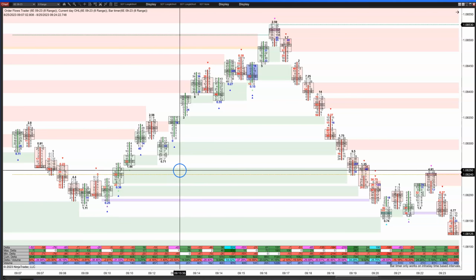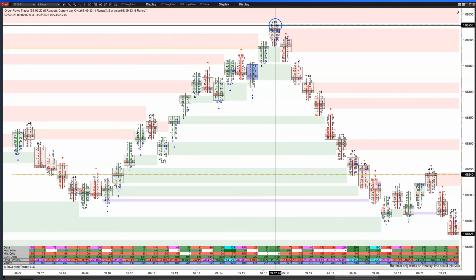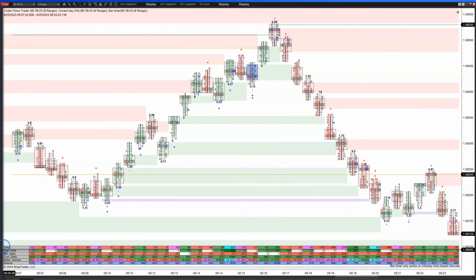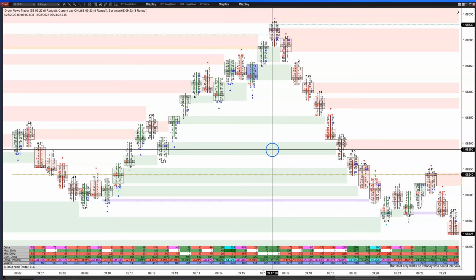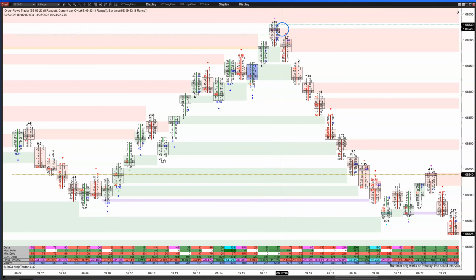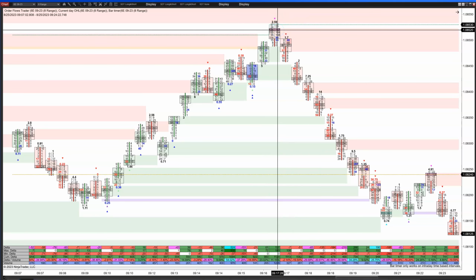But is it going to change your form of analysis? No, but it's going to give you different entries and exits. So for example, this is the high on Friday, Friday morning, 9:17 in the euro currency, on a range-based chart. What do I see up here that's bearish? Well, I see the bearish prominent point of control.